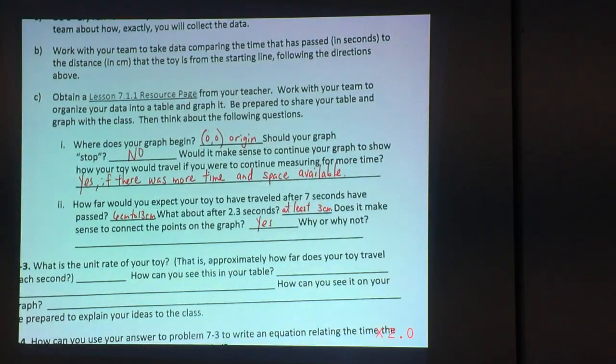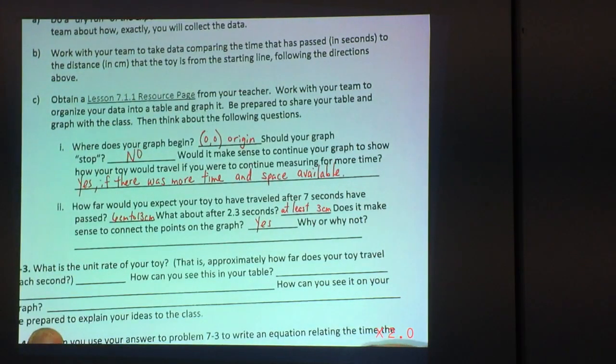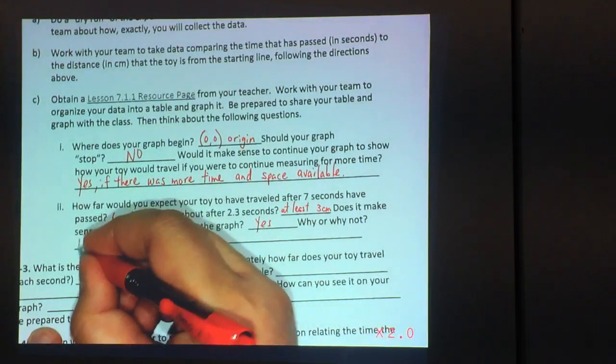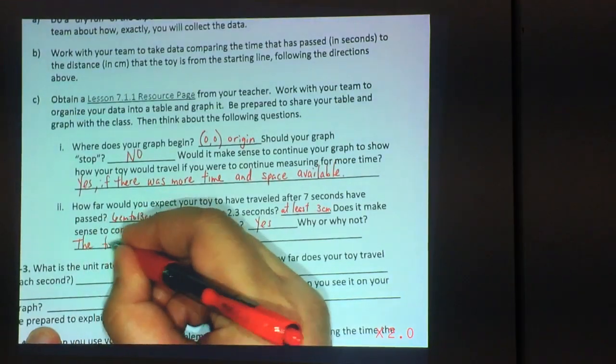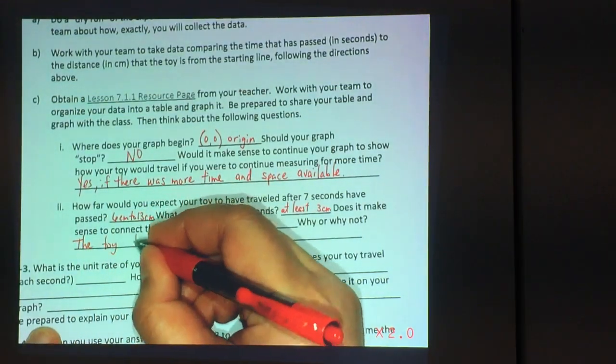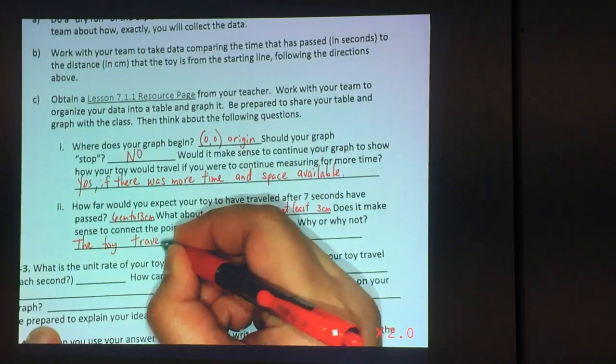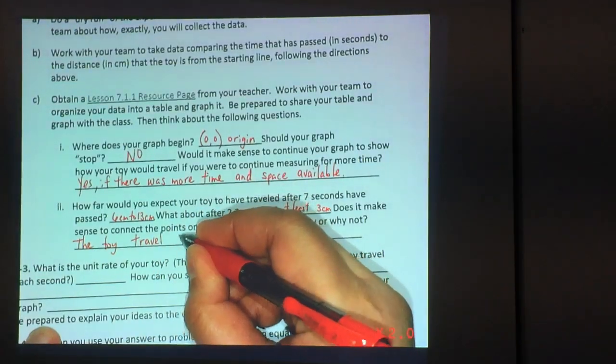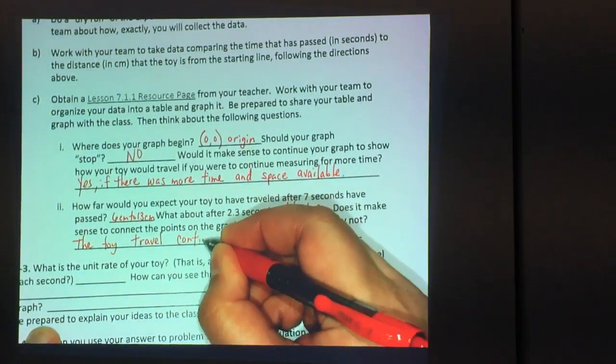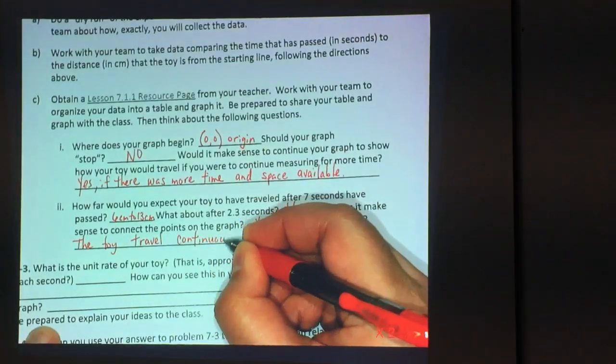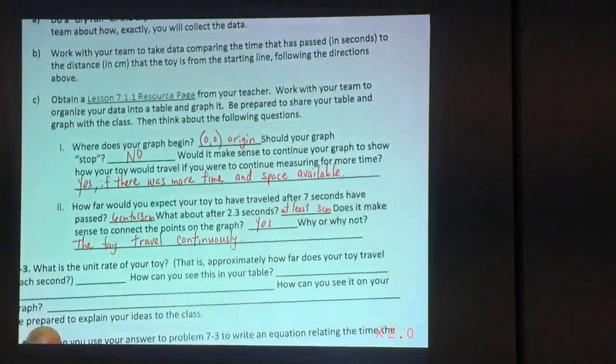Does it make sense to connect the points on the graph? Yes. Why or why not? Well, if you look at your graph, the dots are connected, and the reason being, the toy travels continuously.